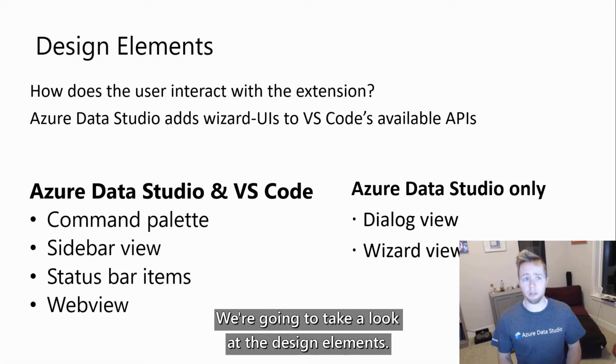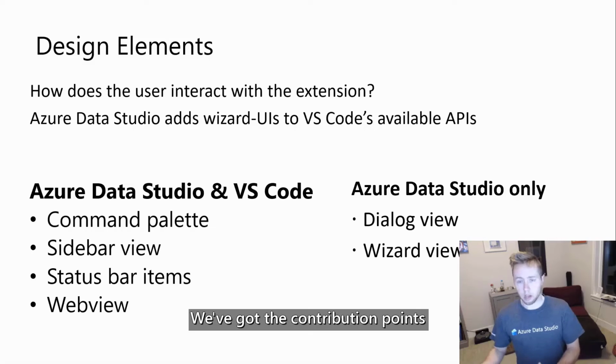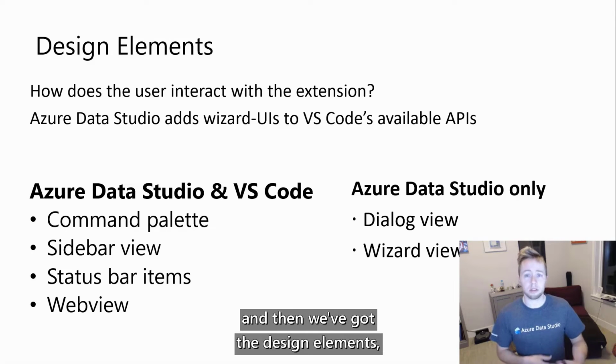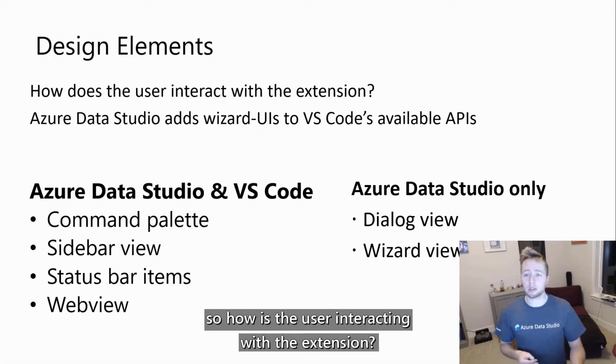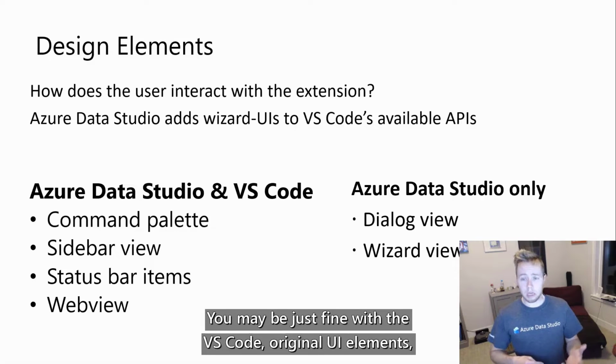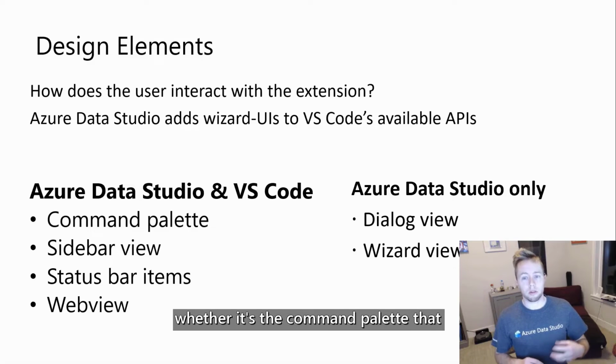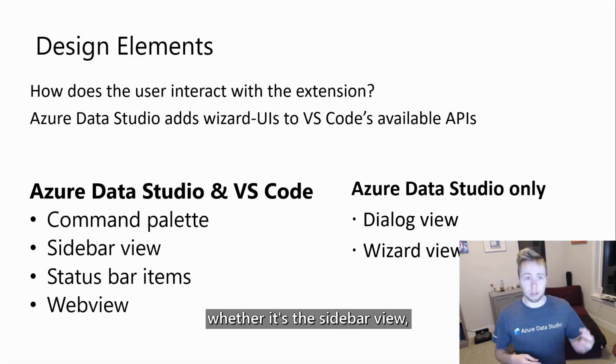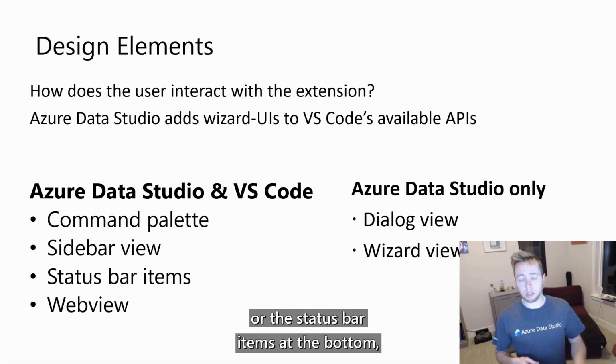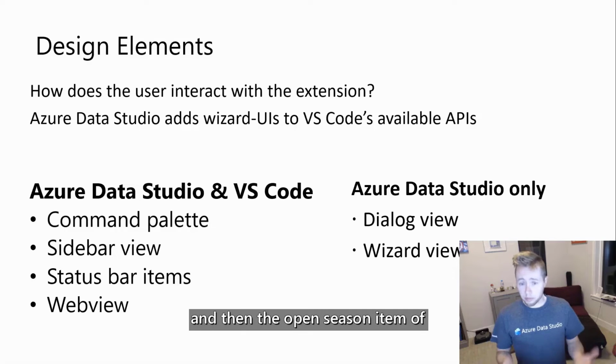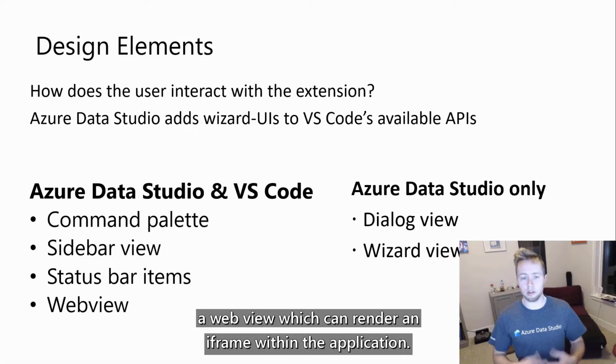We're going to take a look at the design elements. So we've got the contribution points, and then we've got the design elements. So how is the user interacting with the extension? You may be just fine with the VS Code original UI elements, whether it's the command palette that pops up when you hit Control-Shift-P, whether it's the sidebar view or the status bar items down at the bottom, and then kind of the open season item of a web view, which can render an iframe within the application.